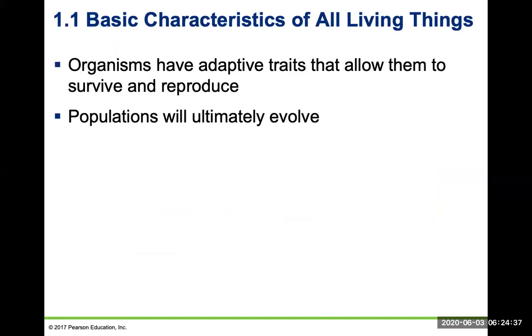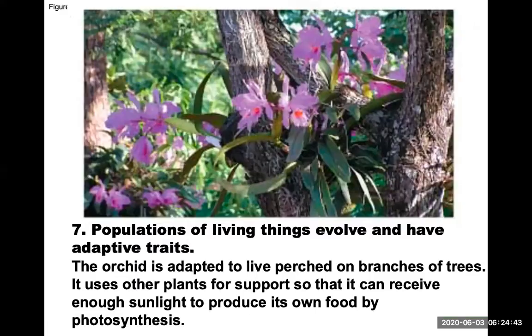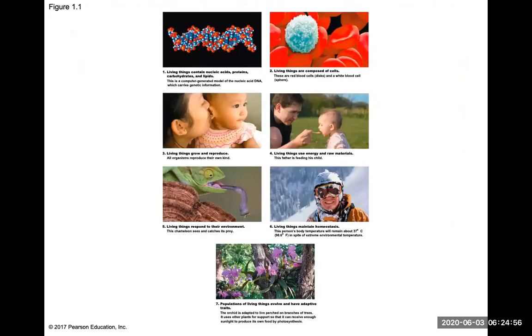Organisms have traits that allow them to survive and reproduce, so populations will evolve over time. This orchid is adapted to live perched on branches of trees, and it uses other plants for support so that it can receive enough sunlight to produce its own food by photosynthesis. So these are the 7 characteristics of all living things summarized here.